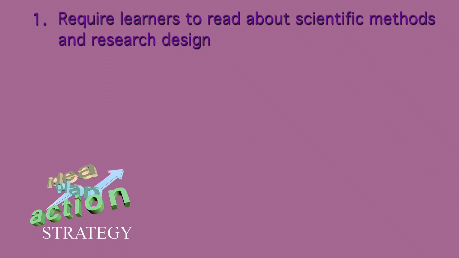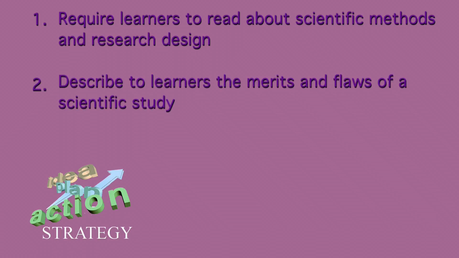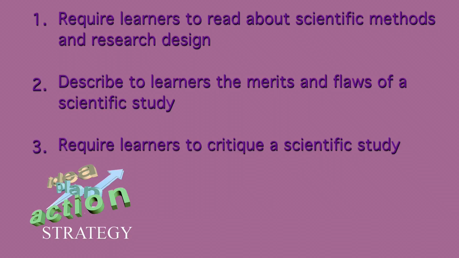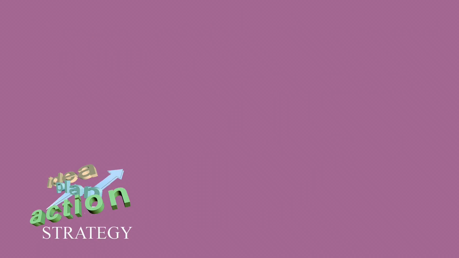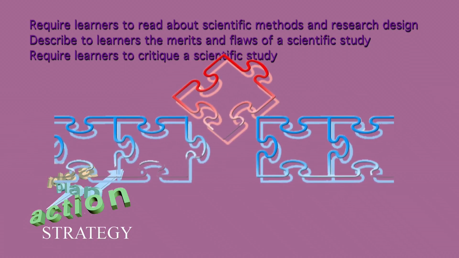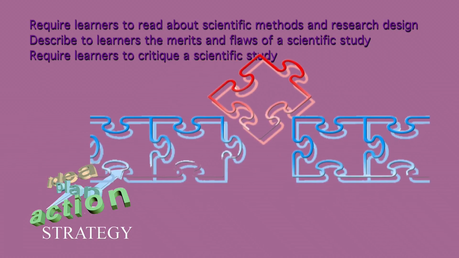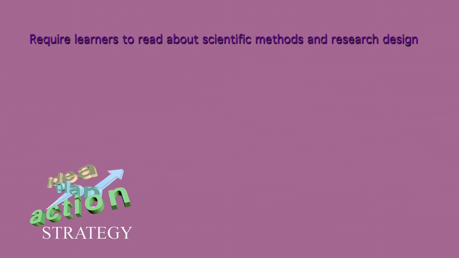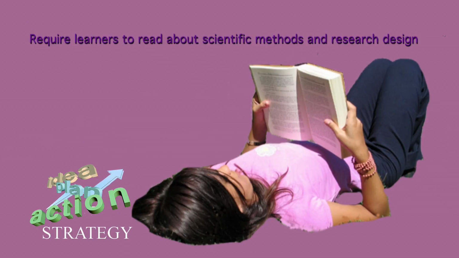1. Require learners to read about scientific methods and research design. 2. Describe to learners the merits and flaws of a scientific study. And 3. Require learners to critique a scientific study. Each of these alternatives is meaningful and worthwhile, but none by itself is adequate to facilitate learner achievement of the competency. The first strategy requires learners to read about scientific methods and research design.